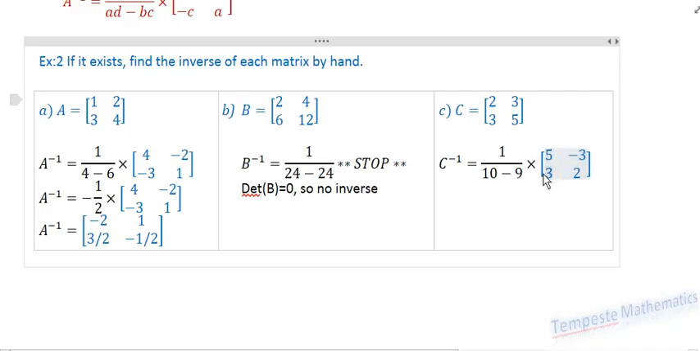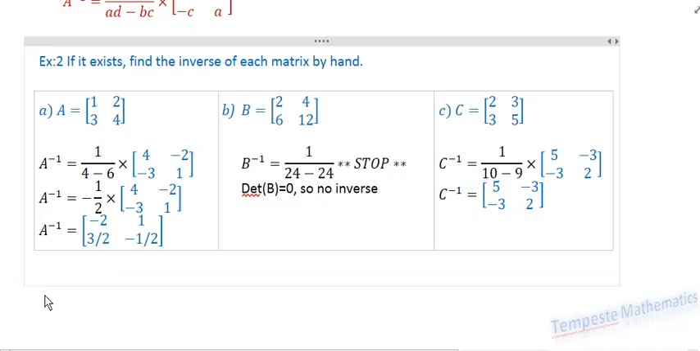Now, this one I specifically chose just for you because it works out quite nicely. Hopefully we can all recognize that 10 minus 9 is 1, so the coefficient is just 1, meaning this matrix right here is our final answer. So the inverse of [2, 3; 3, 5] is [5, -3; -3, 2].